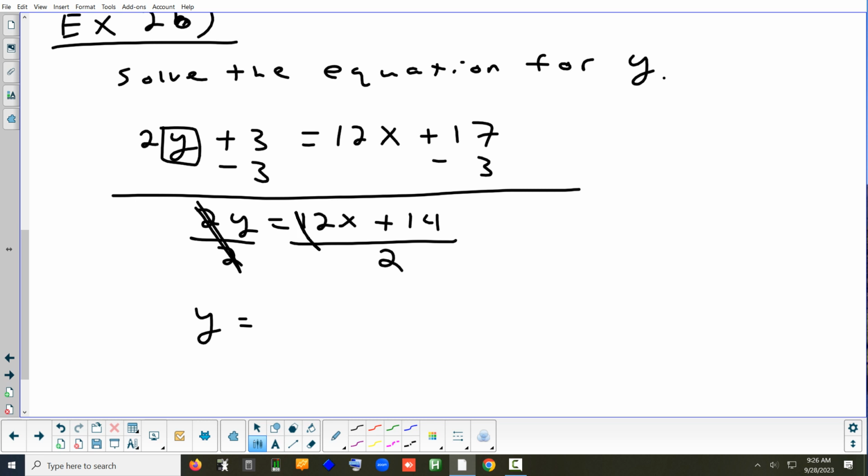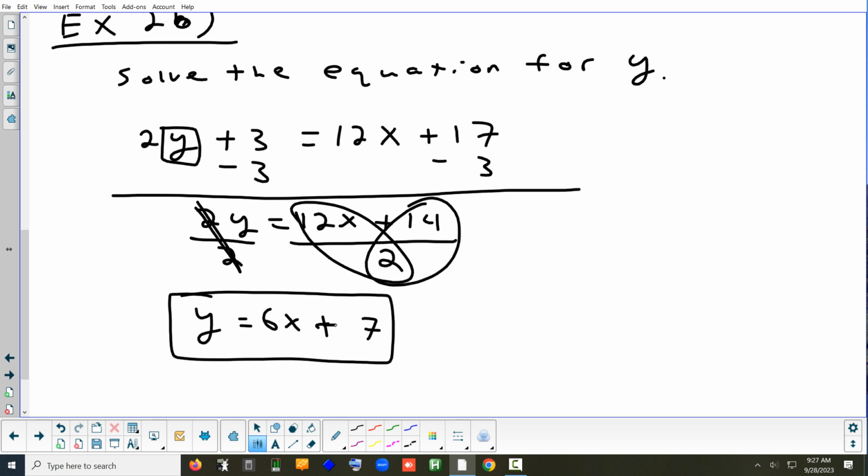You kind of do this part first. What's 12x divided by 2? 6x. And then copy your plus sign down, and then do it again. What's 14 divided by 2? 7. Just 7, because there was no x on the 14. And that's as simplified as you can make your final answer.